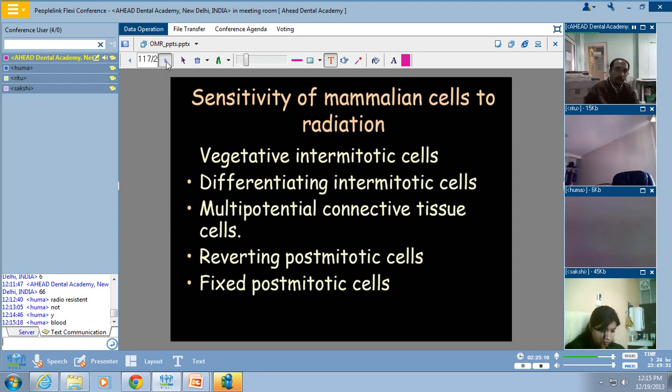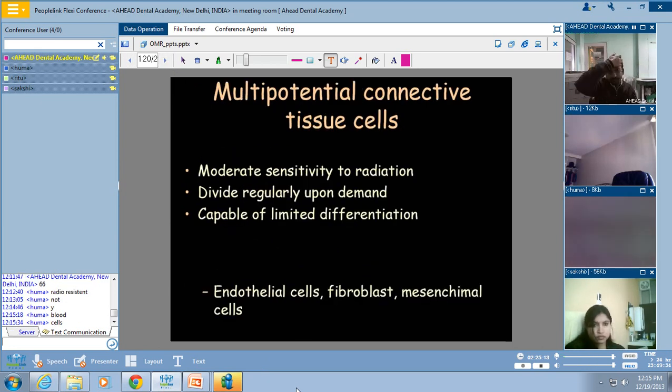They have moderate sensitivity, so they are even less sensitive than the previous two groups. Please listen carefully, then you can easily remember this. Endothelial cells, fibroblasts, mesenchymal cells are all examples of intermediate radiosensitivity. Other examples are the endothelial cells, or the parenchymal and ductal cells of thyroid, kidney, lungs, liver. All are examples of this group. Then the fourth group is reverting.